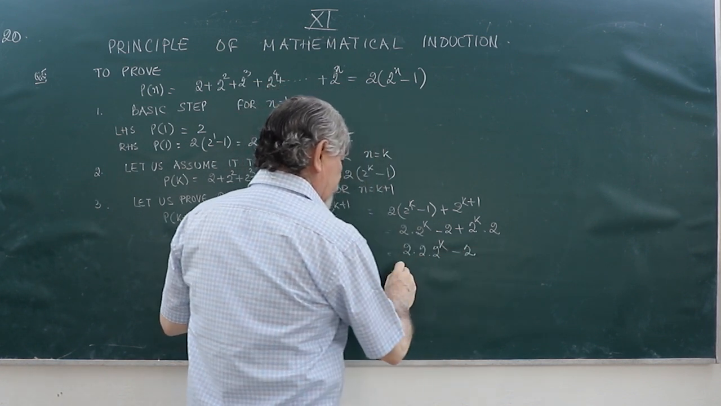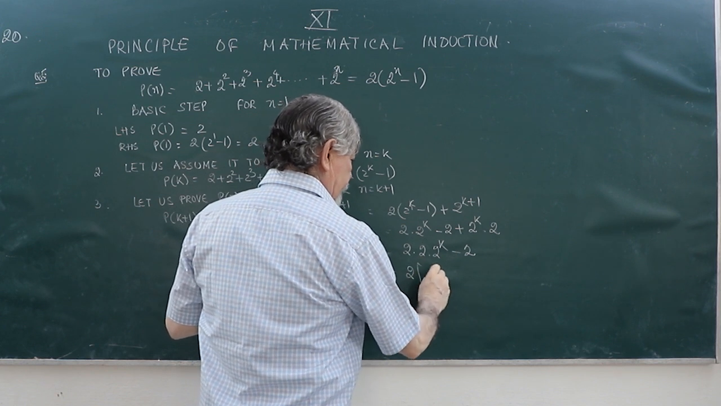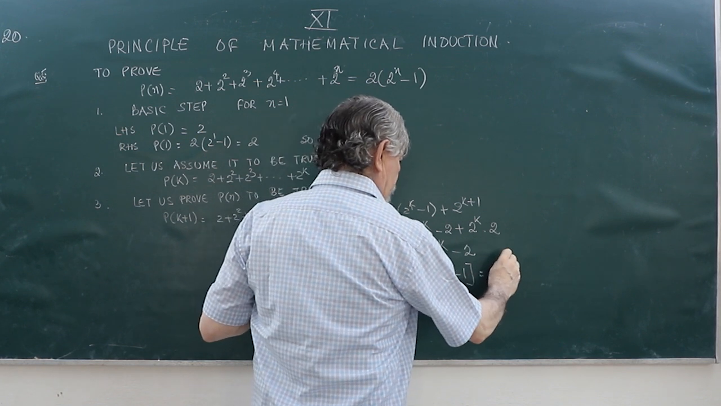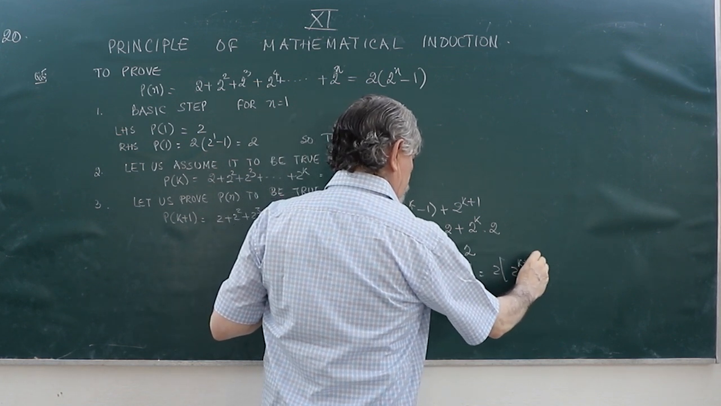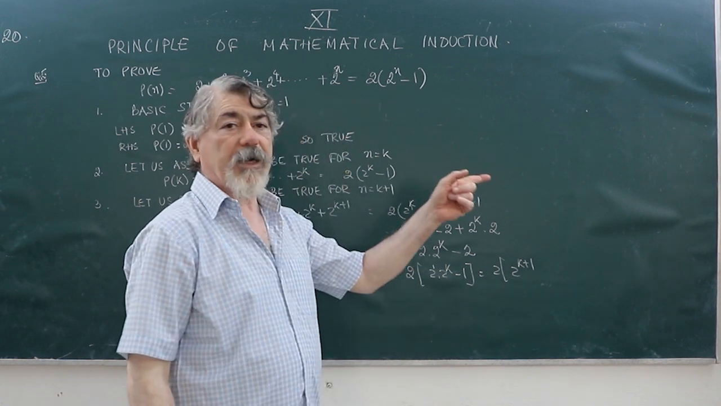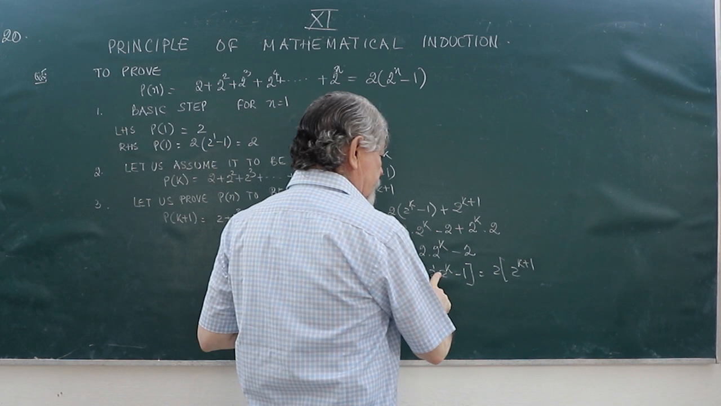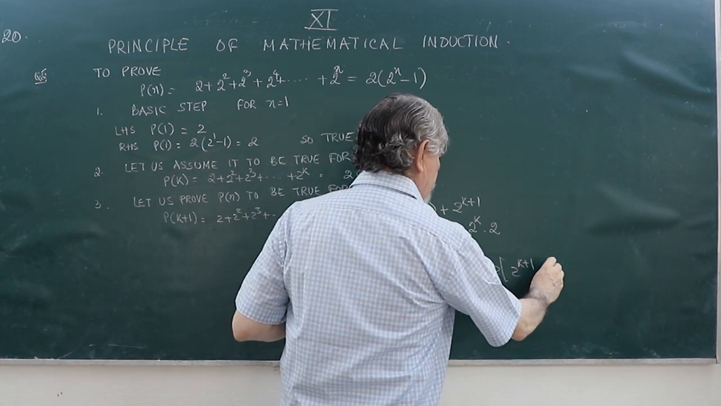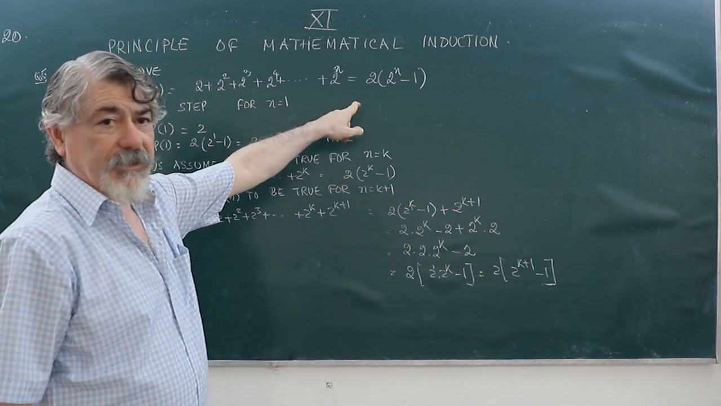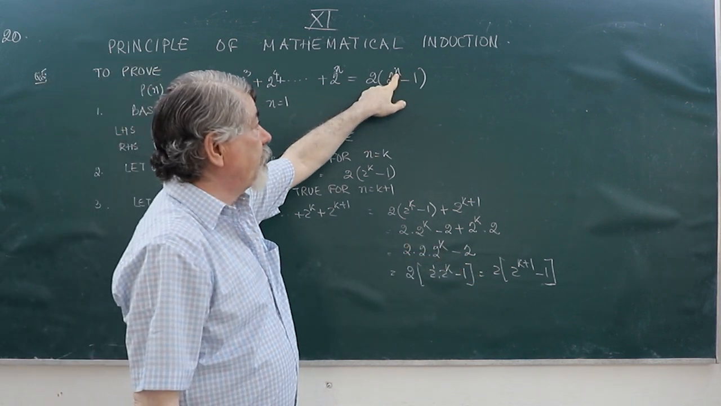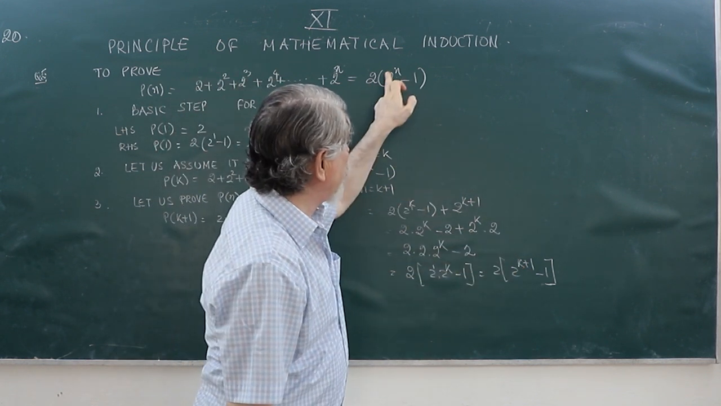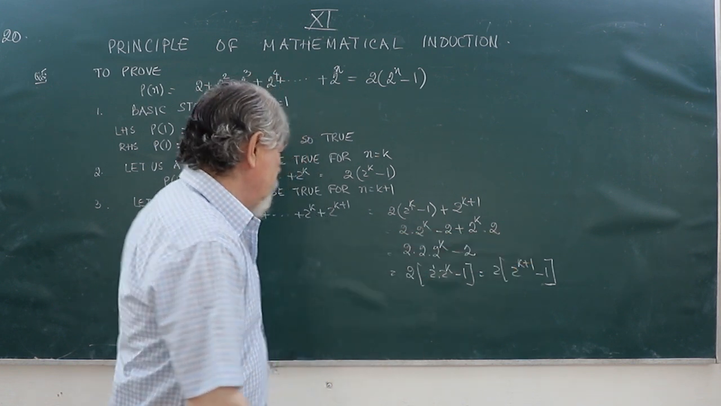Now what? We can take out 2. It will be 2 to the power 3 plus 1. So both bases are the same, and powers will be added. Now let us see whether it satisfies this condition. Yes, if you replace n with k plus 1, we get 2 into 2 to the power k plus 1 minus 1. So it is true.